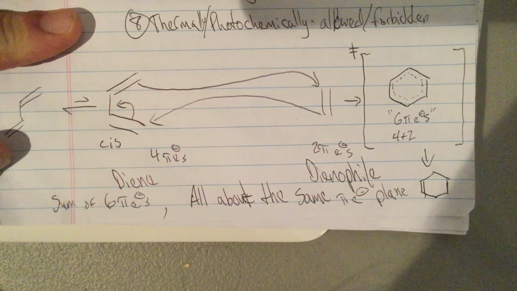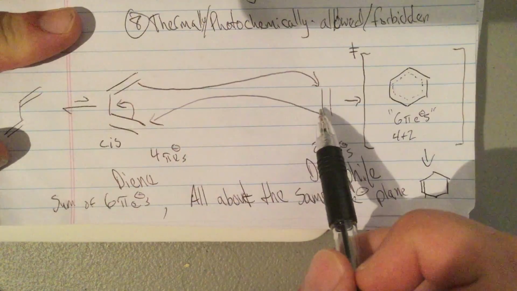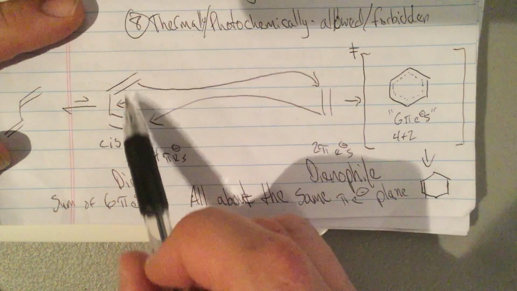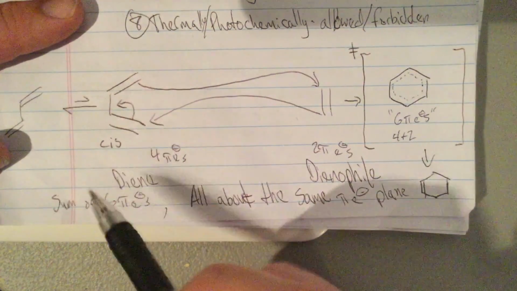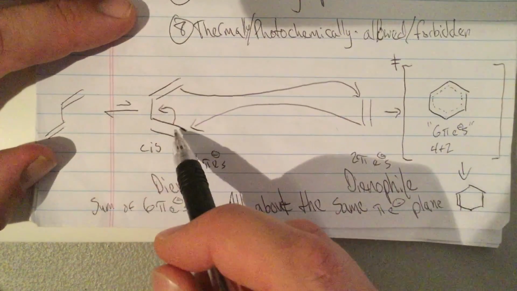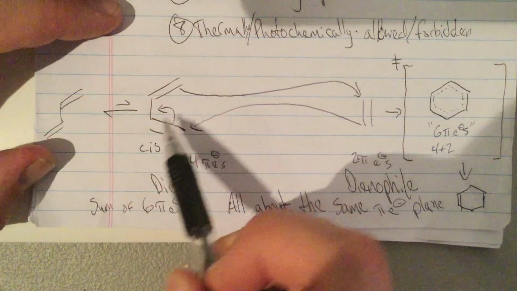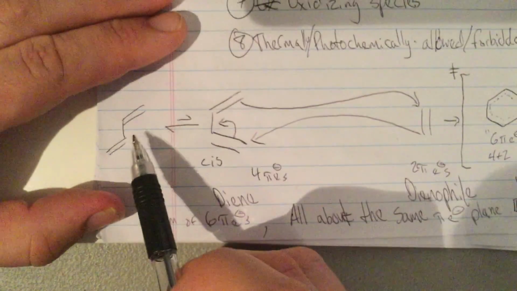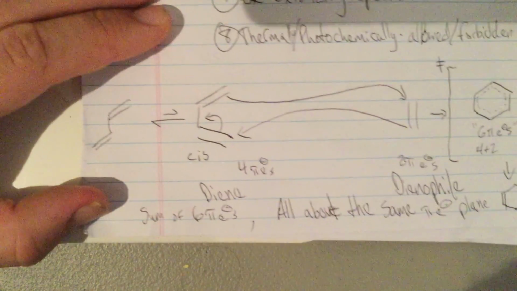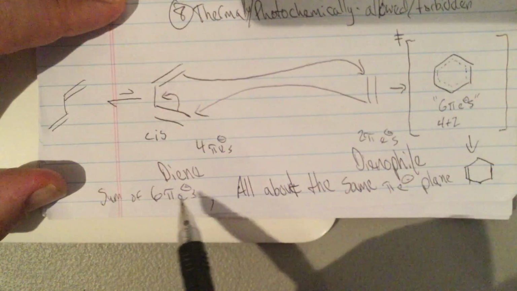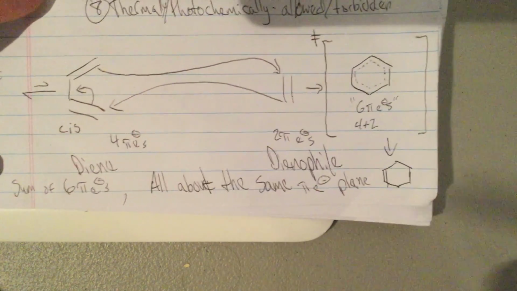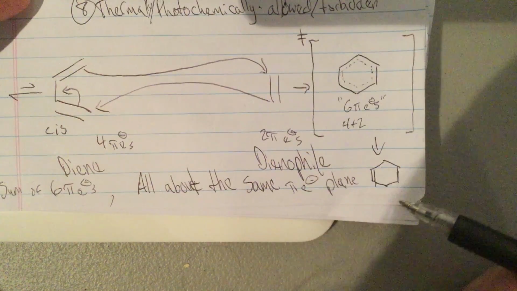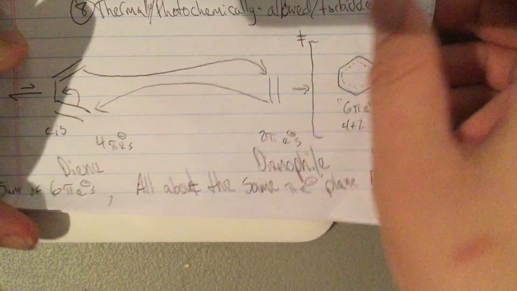While there is some conjugation going on right over here, again, you have to get this up into higher energy in order for it to go from trans on the left here to cis. Again, a sum of 6 pi electrons, all about the same pi electron plane.